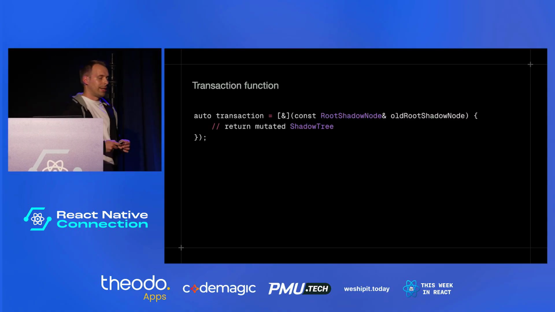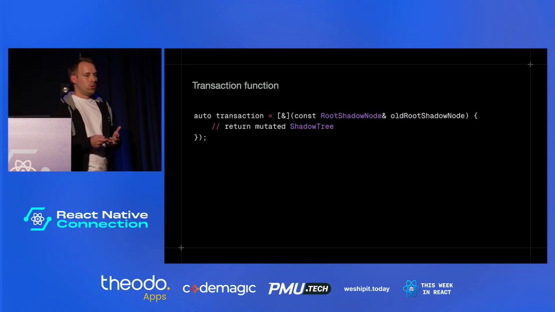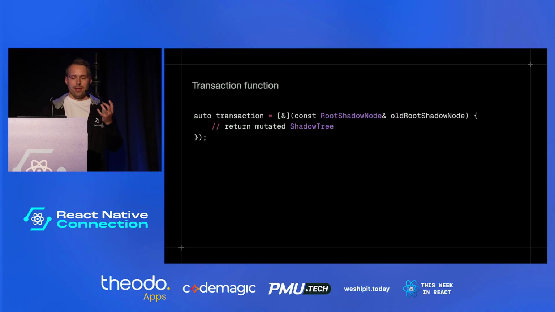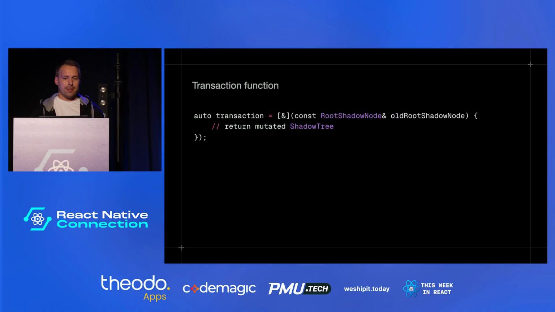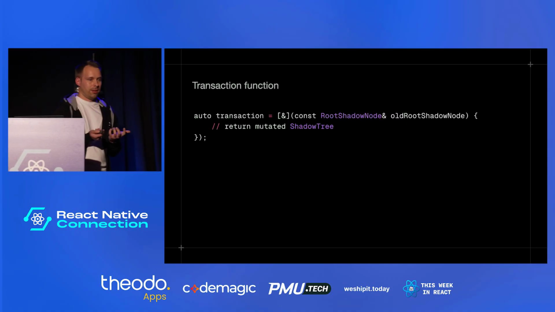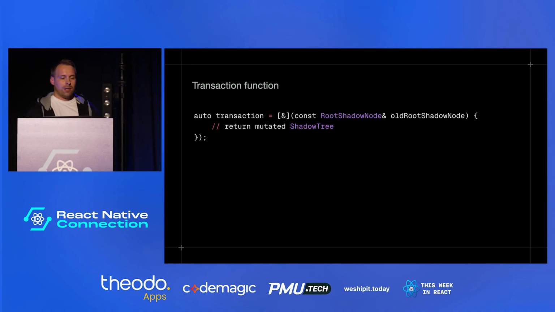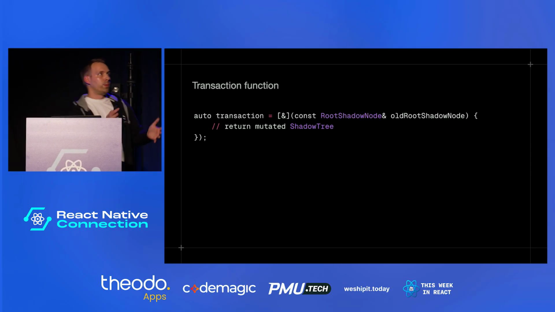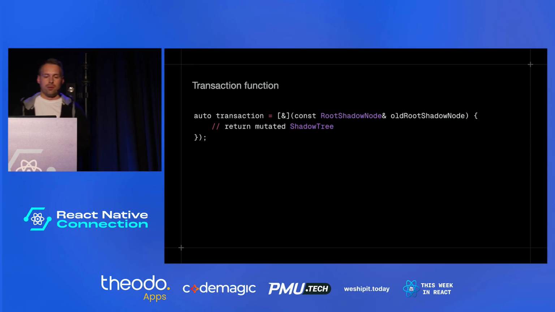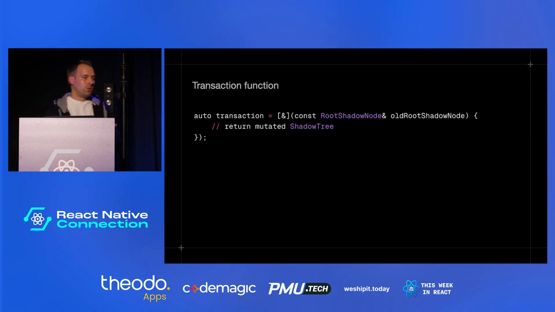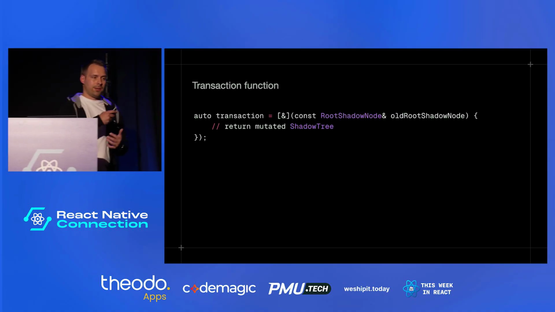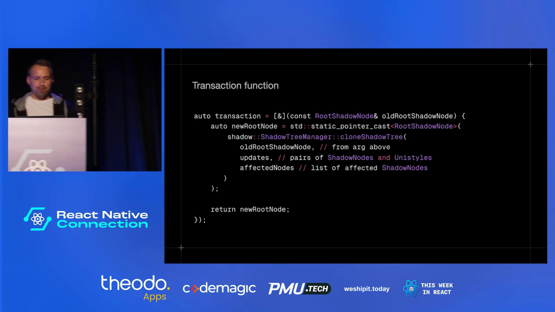So transaction is another C++ function that you need to build and pass to shadow tree commit, where you will get old shadow tree node. And now you can mutate it. You need to mutate it because it can be accessed from multiple threads. So that's why there is no immutable API or helper function to find a node and mutate it. You need to traverse the entire tree and mutate it.